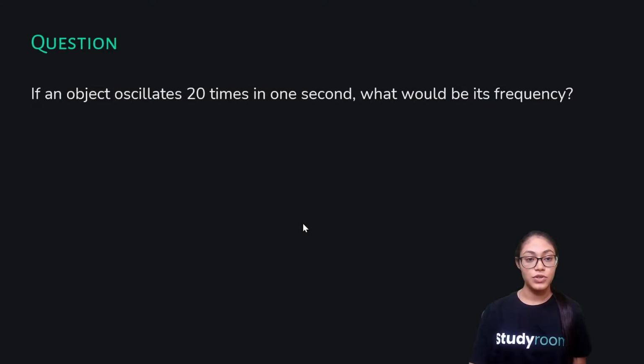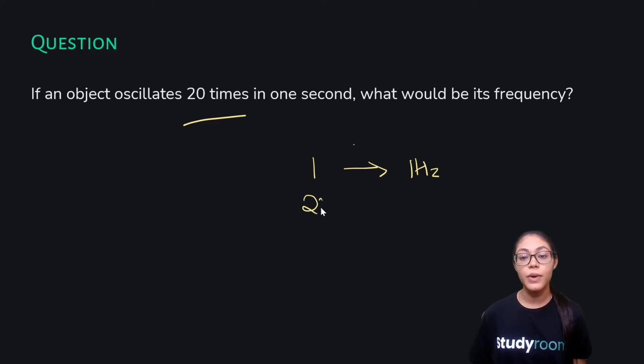Now let's answer this question. If an object oscillates 20 times in 1 second, what would its frequency be? In the previous slide, we saw that if it oscillates once, then the frequency is 1 hertz. So if it is oscillating 20 times, then what will be the frequency? Cross multiplying, we get that the frequency will be 20 hertz. Simple enough, right? So let's move on.